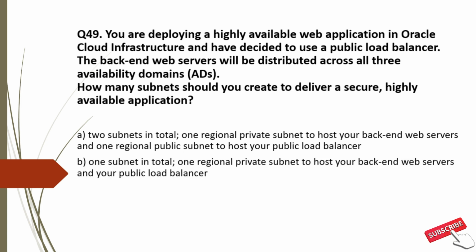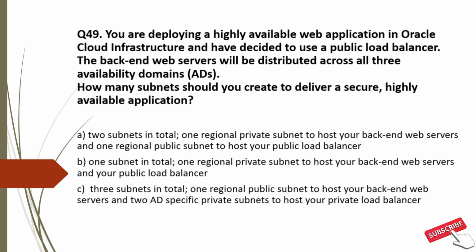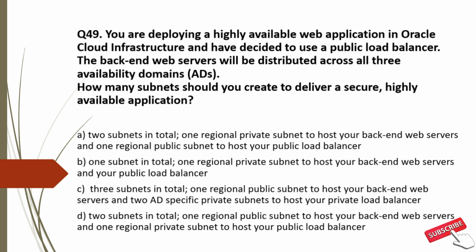B, 1 subnet in total, 1 regional private subnet to host your backend web servers and your public load balancer. C, 3 subnets in total, 1 regional public subnet to host your backend web servers and 2 availability domain specific private subnets to host your private load balancer. And D, 2 subnets in total, 1 regional public subnet to host your backend web servers and 1 regional private subnet to host your public load balancer.